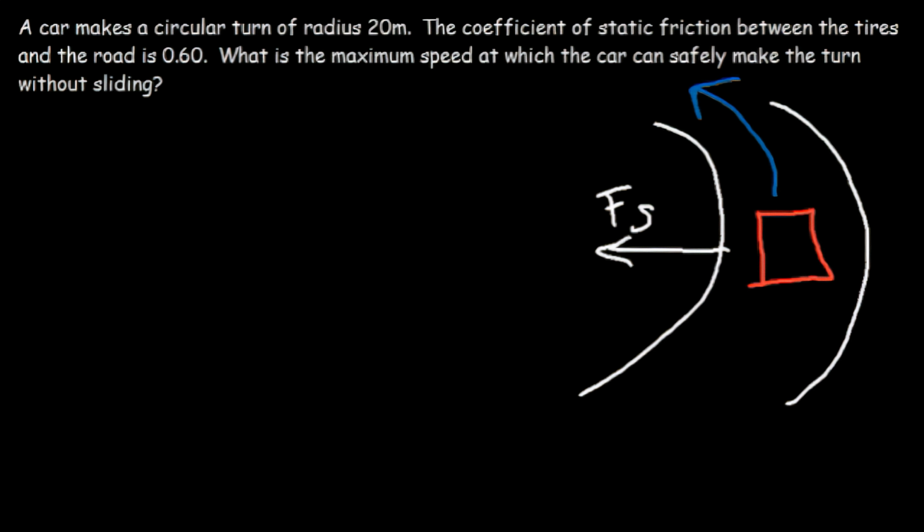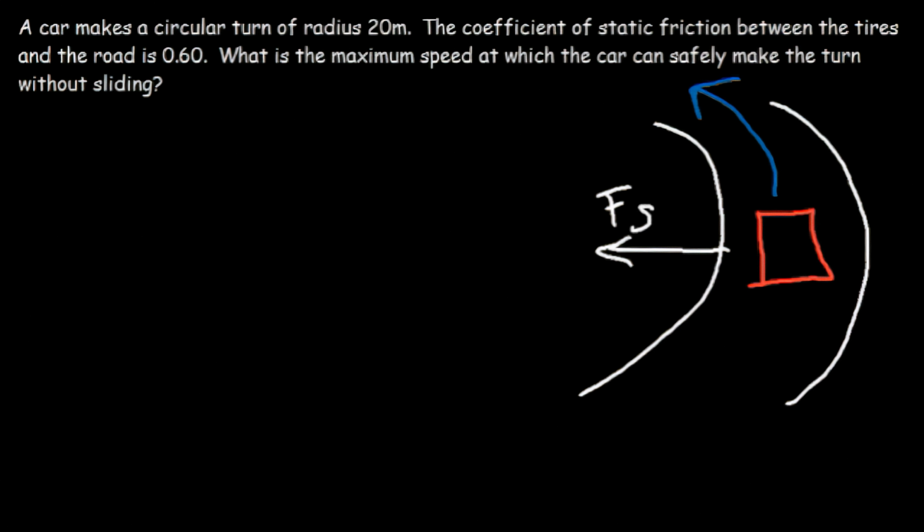Now, if the car is moving too fast, static friction won't be able to make the complete turn. It's not strong enough to cause the car to turn if the car is moving too fast. The faster the car is moving, you need a greater frictional force to cause it to turn in a circle. And static friction has its limits. So if the car is moving too fast, instead of turning, it could slide off the road.